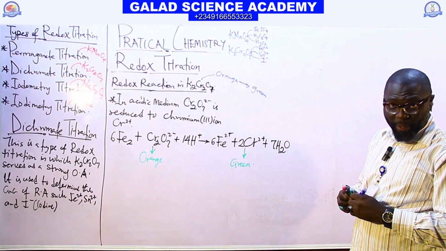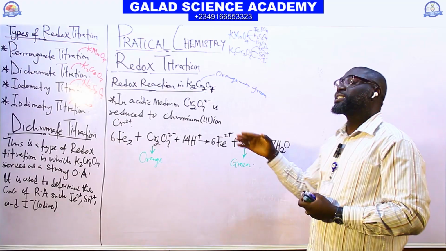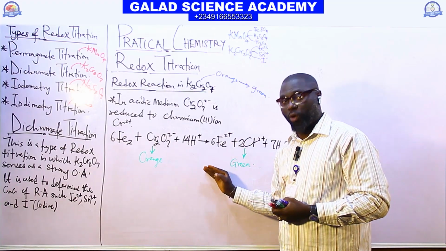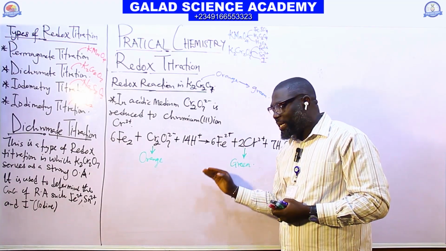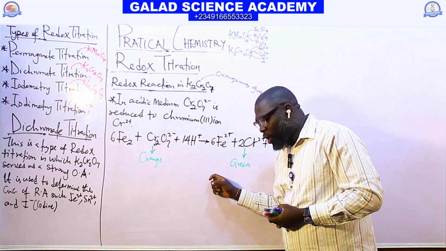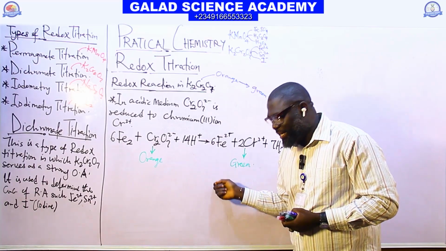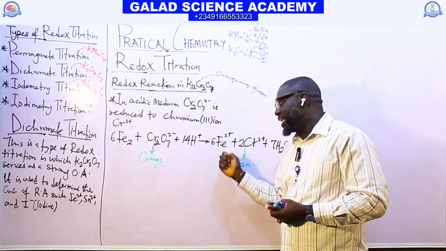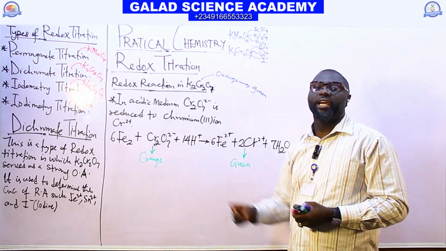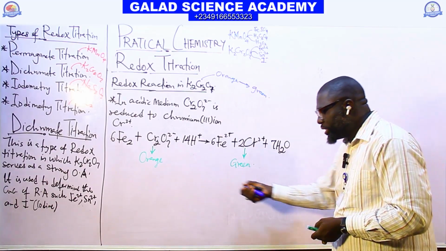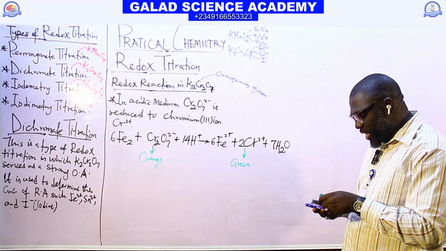So in this aspect too, we can also use a self indicator. But at times, we may decide not to use a self indicator. We can use diphenylamine as an indicator for this reaction. So this is the redox reaction.